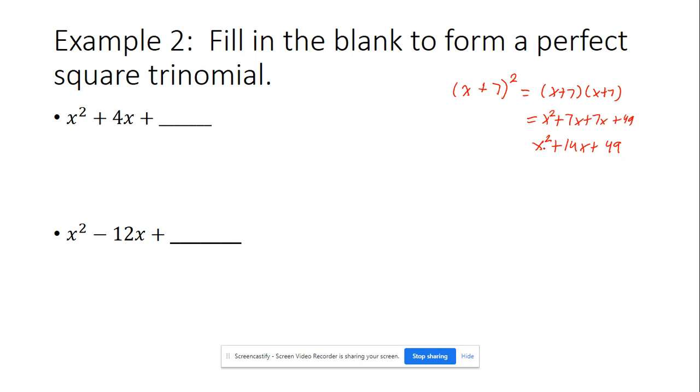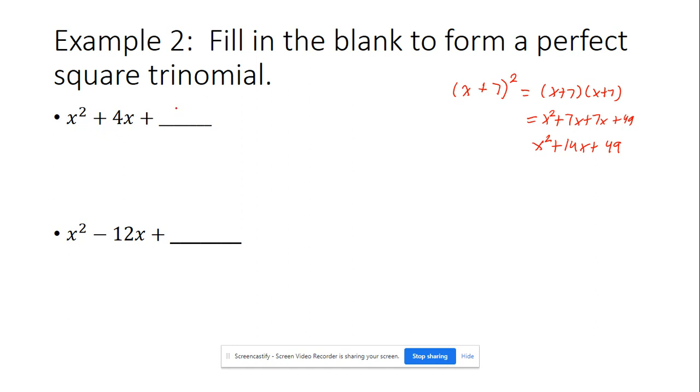Looking back over here, let's talk about how this works in reverse. First of all, we need to be aware that 49 comes from 7 squared. So 7 times 7 is 49. Where are we getting this number 14 from? Well, it was x times 7 and x times 7. 7 plus 7 is 14. So if we look at this number, 14, half of 14 is 7, and 7 squared is 49. That's how we can get this. Now, first of all, x squared plus 4x by itself is not a perfect square trinomial.